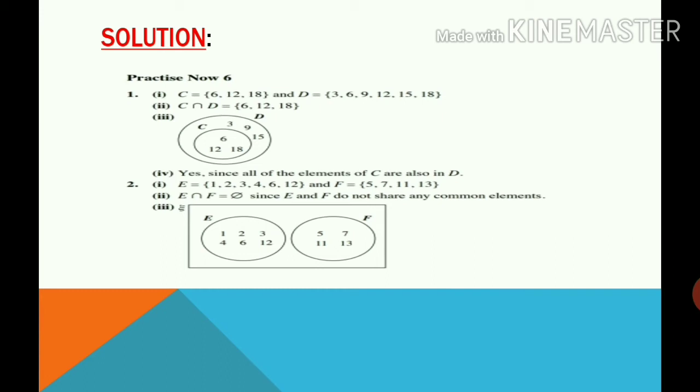Now let's come to D. In D, you have to write down the elements of D, but the range is given, which is 18, so you will stop at 18. The elements are 3 1s are 3, 3 2s are 6, 3 3s are 9, 3 4s are 12, 3 5s are 15, and 3 6s are 18. So these are the elements of set D, which are multiples of 3. This is how you have to write down the multiples for C and D.